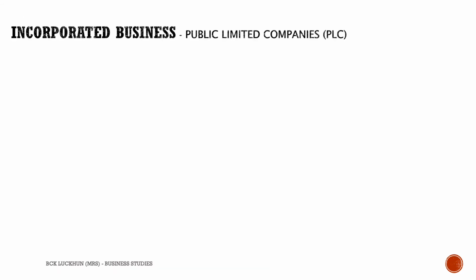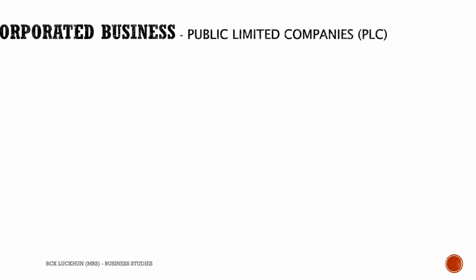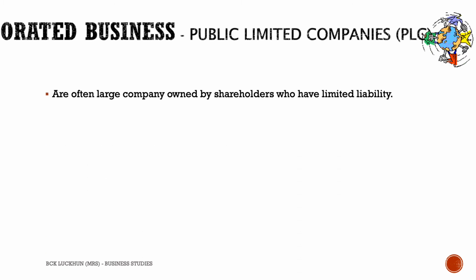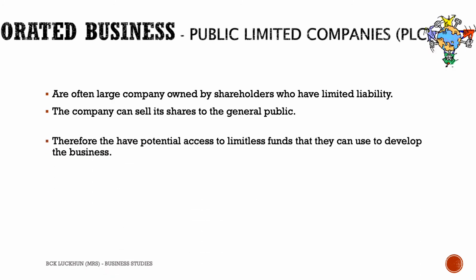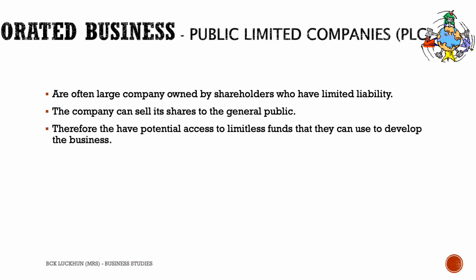Now we move on to public limited companies, which are incorporated businesses just like private limited companies. Public limited companies are often large companies owned by shareholders who have limited liability. The company can sell its shares to the general public. Therefore, they have potential access to limitless funds that they can use to develop the business.